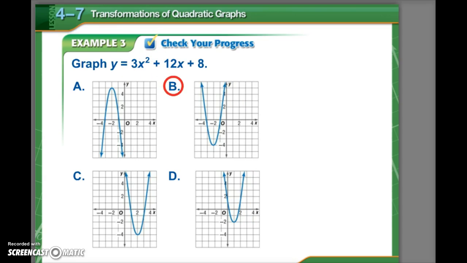And our answer this time is B. The vertex for this one was negative 2, negative 4. And the a value is 3, which tells me if I go over 1, I would go up 3 spaces. Let me just put those dots on here. Negative 2, negative 4, and then over 1, up 3 would be right here. And then over 1 to the other side, and up 3 would be right here.